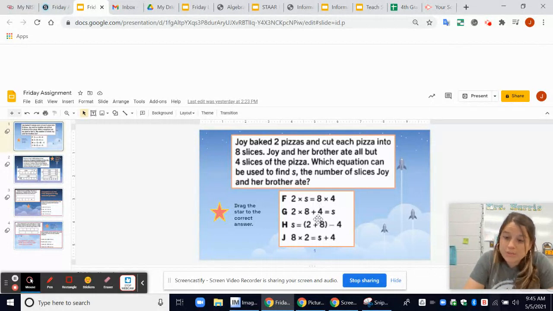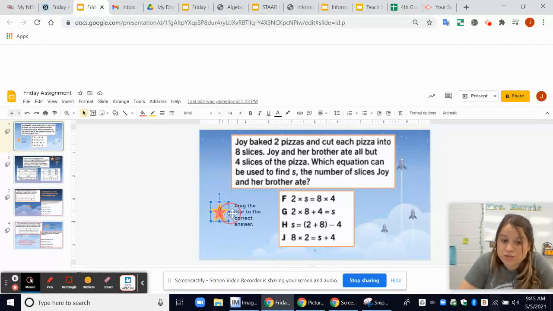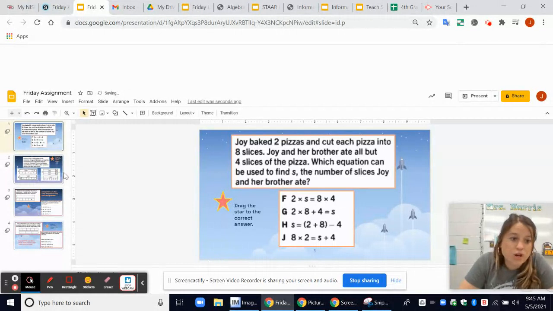So do a little bit of organizing on paper. Draw your strip diagram. Figure out what's happening. And then drag the star to the correct answer. So you'll just put the star if you think it's J, if you think it's H, if you think it's G, wherever you think the correct answer is. So there are 4 of these.